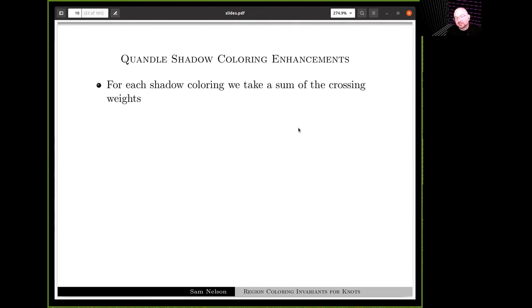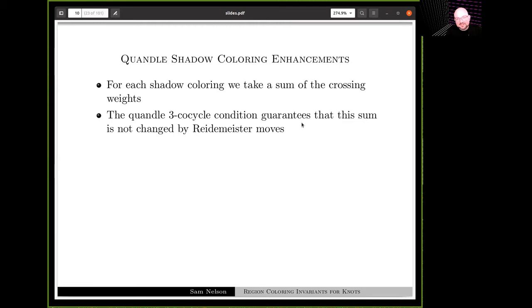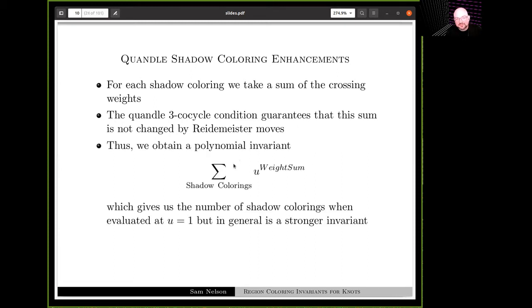So for each shadow coloring, we take a sum of those crossing weights. And the quantile three-cocycle condition is exactly the condition that guarantees that the sum is not changed by doing Reidemeister three moves. So we put this together to get a polynomial invariant by summing over shadow colorings. We have our formal variable u, which we raise to the power of the weight sum for each of the shadow colorings. So this gives us a polynomial invariant that gives us back the number of shadow colorings when we evaluate it at u equals one. But in general, it's a stronger invariant. Right? You can imagine two knots that have the same number of shadow colorings, but their weight sums break down differently and give you different polynomials.